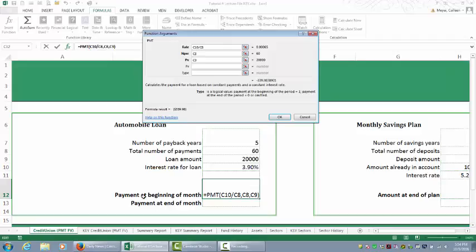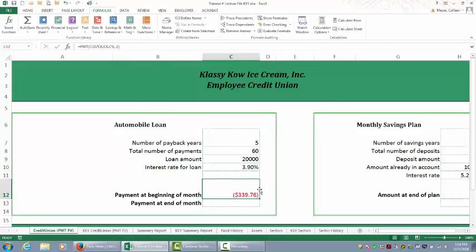Well, as you can see, we're finding the payment at the beginning of the month, so we are going to have to type a number 1 in the type argument, since we are again looking for what would be the cost or the monthly payment if we made the payment, let's say, the first of each month rather than the last day of the month. Let me go ahead and click, and then we have $339.76. Now it's in red because that's obviously what's going out of our pocket.